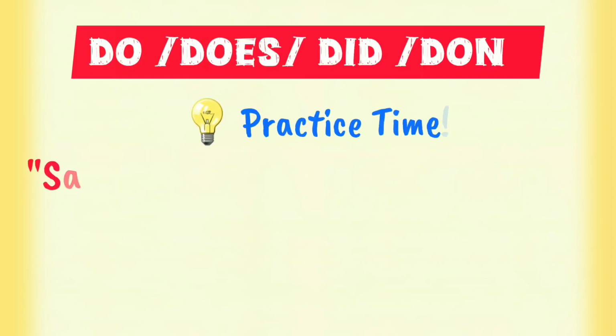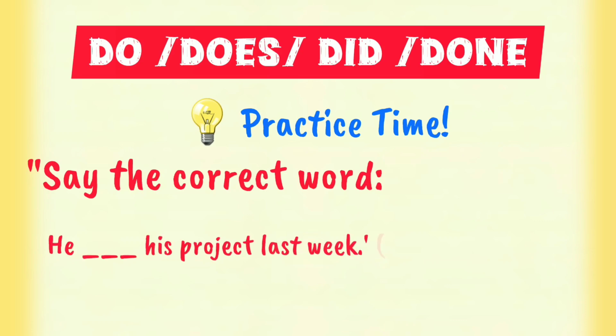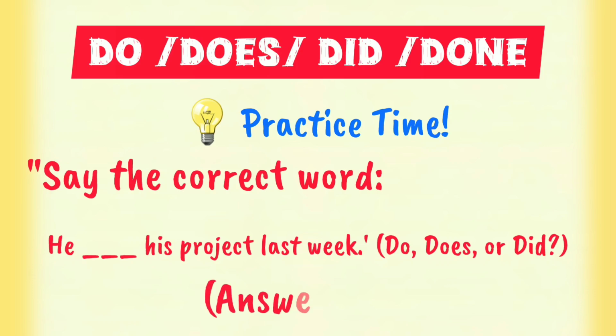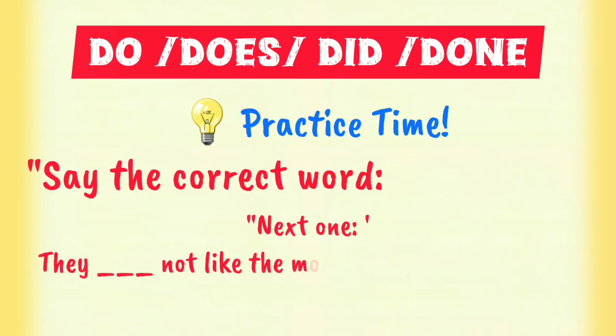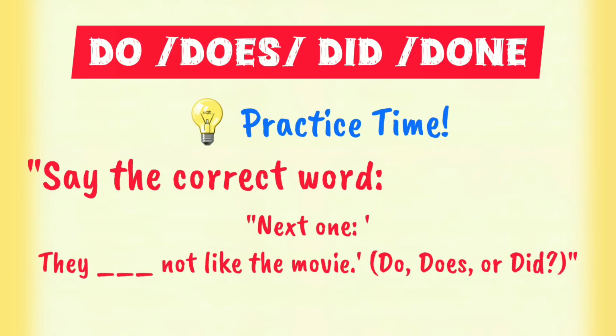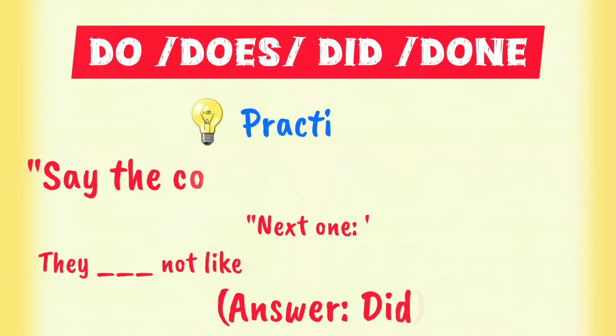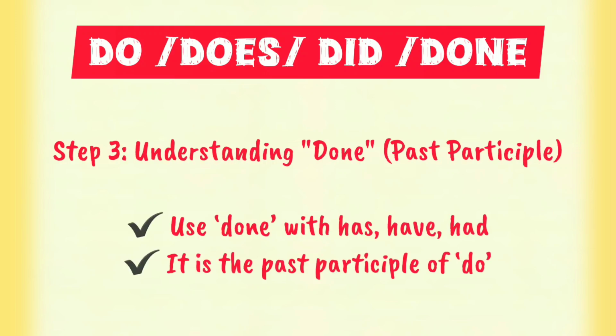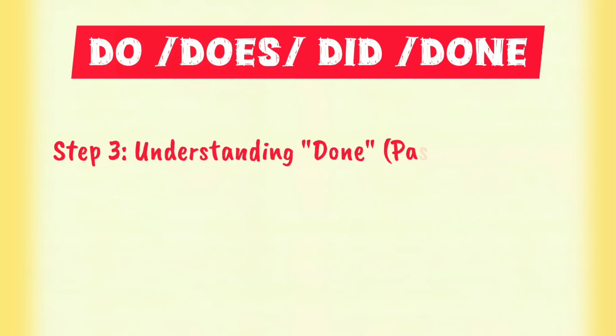Practice time. Say the correct word. His project last week. Do, does, or did? Answer: did. Next one. They not like the movie. Do, does, or did? Answer: did. Step 3. Understanding done, past participle. Use done with has, have, had. It is the past participle of do.